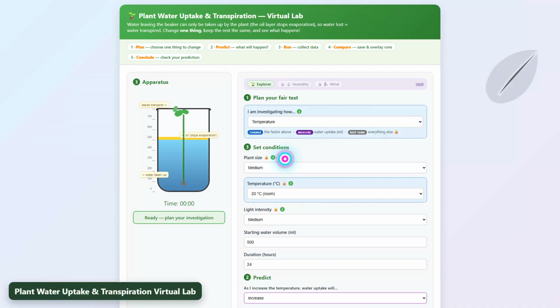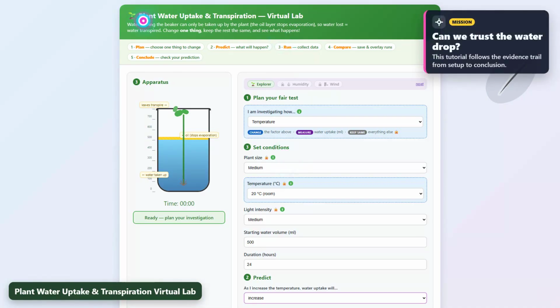In this tutorial, we will use the Plant Water Uptake and Transpiration Virtual Lab to investigate one question. What changes the rate of water uptake by a plant?